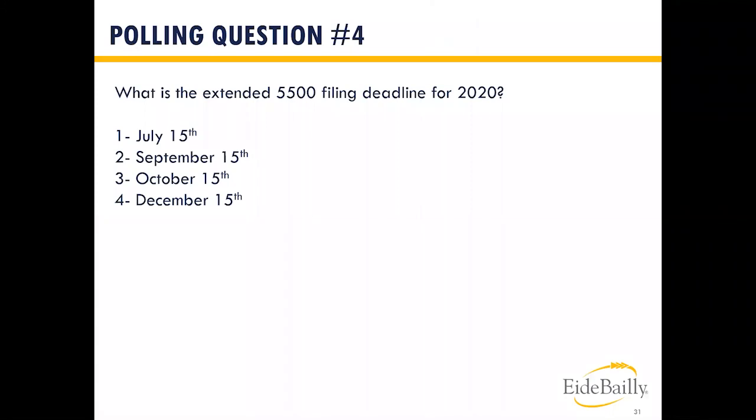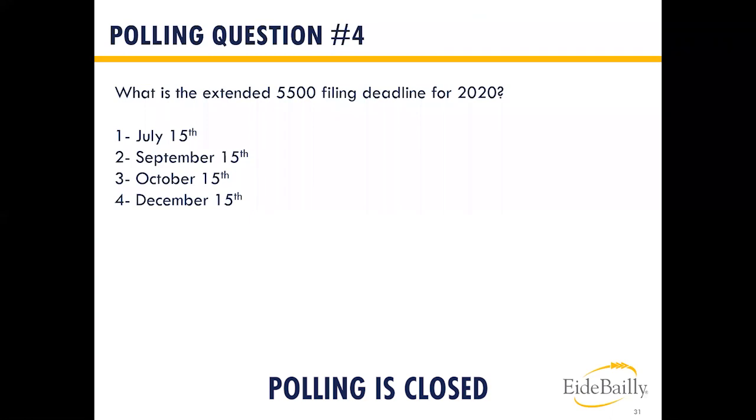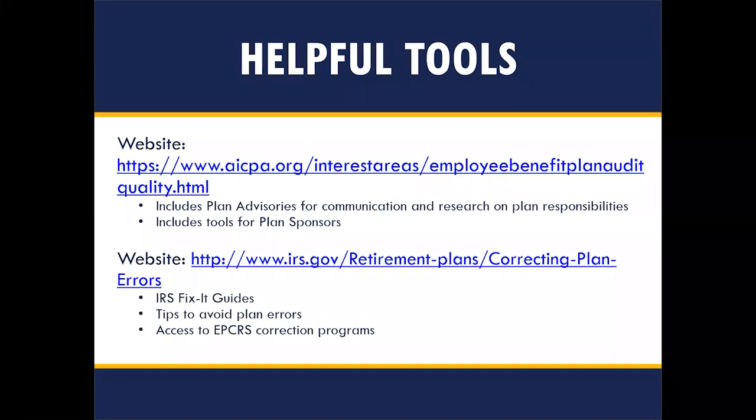So here we have our fourth polling question: what is the extended 5500 filing deadline for 2020? All right, so October 15th is the correct answer. There has not been any sort of extension or change for employee benefit plan filing deadlines. I know there've been extensions for the regular 12/31/2019 tax filing deadline out to July 15th. But currently for the 5500 filing, the first deadline still remains July 31st, with an extension out to October 15th.